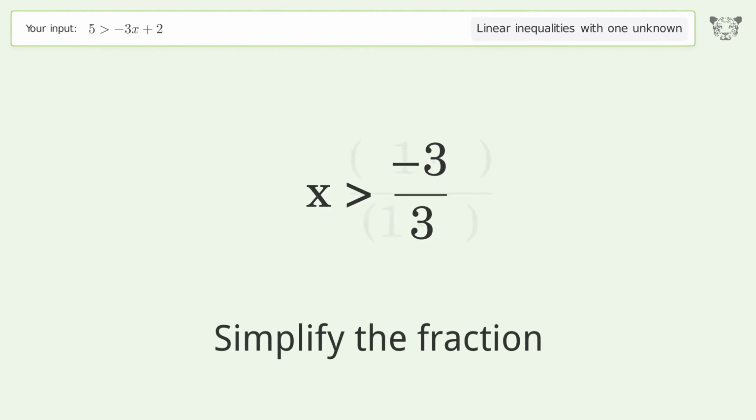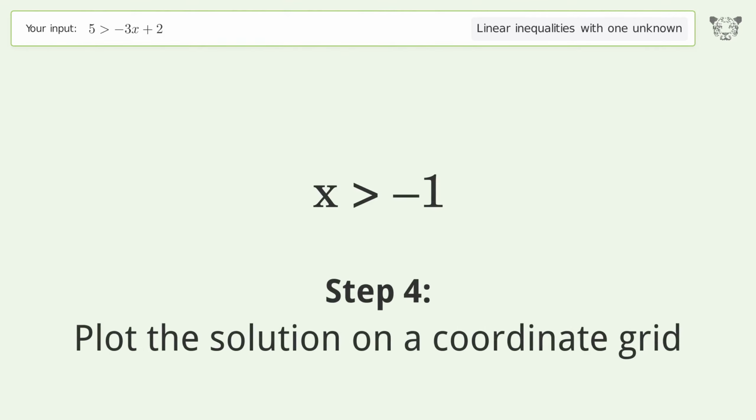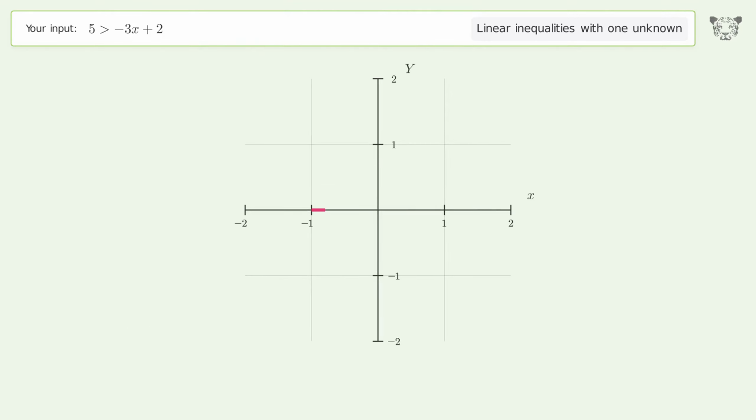Simplify the fraction. Plot the solution on a coordinate grid. And so the final result is x greater than -1.